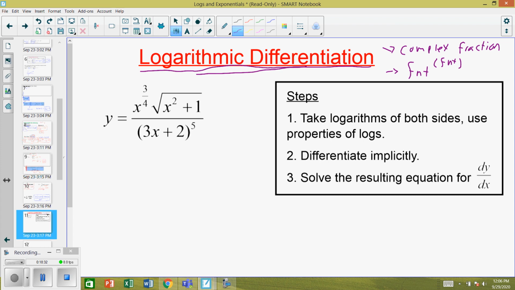Okay. Here are the steps. Number one, you're going to take the logs of both sides and use your log properties to simplify it. Then we're going to differentiate implicitly, which we know how to do, and then we're going to solve for dy over dx. So these last two steps are the steps for implicit differentiation. Let me explain. Step one, take the ln of both sides. So I'm going to do the ln of the left side and the ln of the right side, and I'm going to take the ln of the entire quantity.